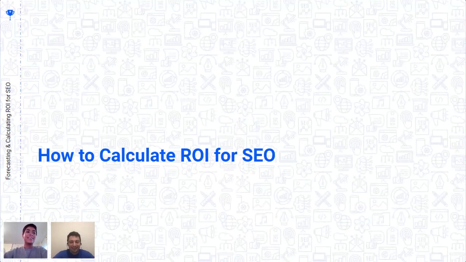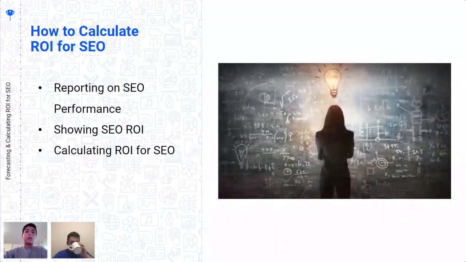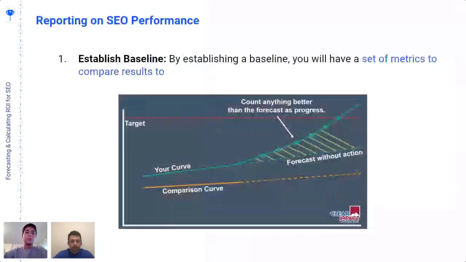Thanks. All right, so we're going to go into how we're calculating ROI for SEO. So first, we're going to look at reporting on SEO performance, showing SEO ROI, and calculating ROI for SEO. So we always want to establish a baseline before we do any work to measure future results. Like Alex was saying, we want to have that benchmark. So we always recommend establishing a baseline where you'll have a set of metrics to compare your results to.